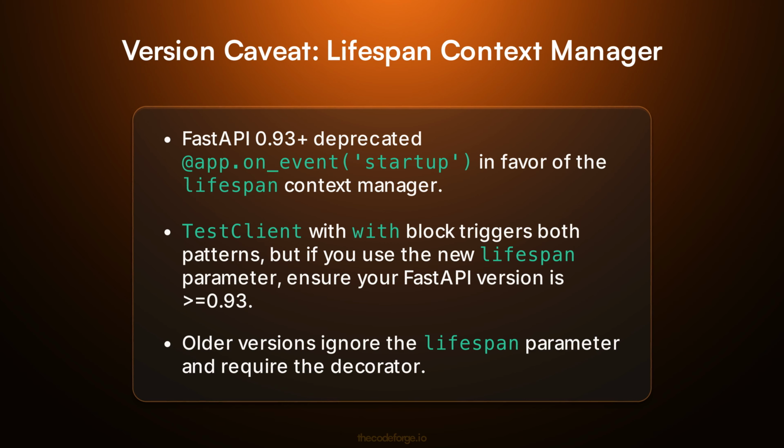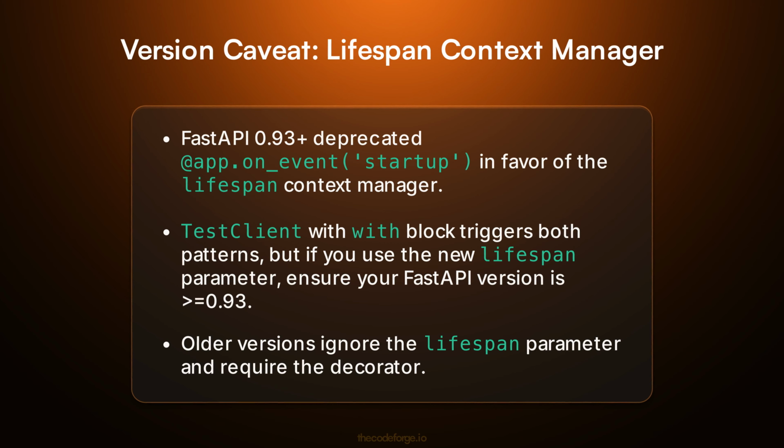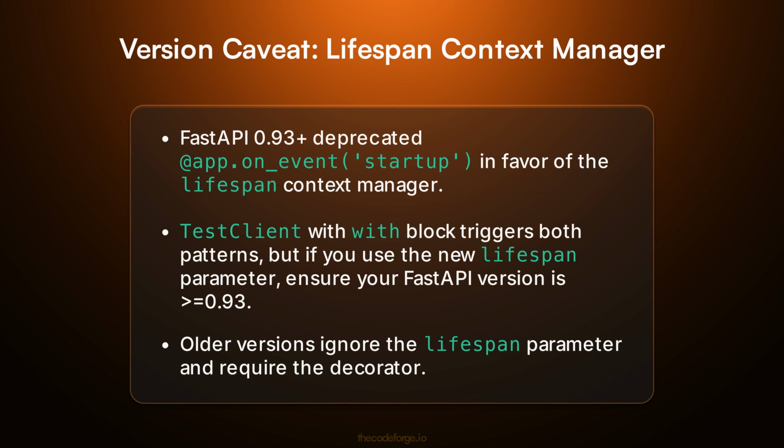FastAPI 0.93 plus deprecated @app.on_event("startup") in favor of the lifespan context manager. TestClient with a with block triggers both patterns, but if you use the new lifespan parameter, ensure your FastAPI version is greater than or equal to 0.93. Older versions ignore the lifespan parameter and require the decorator.